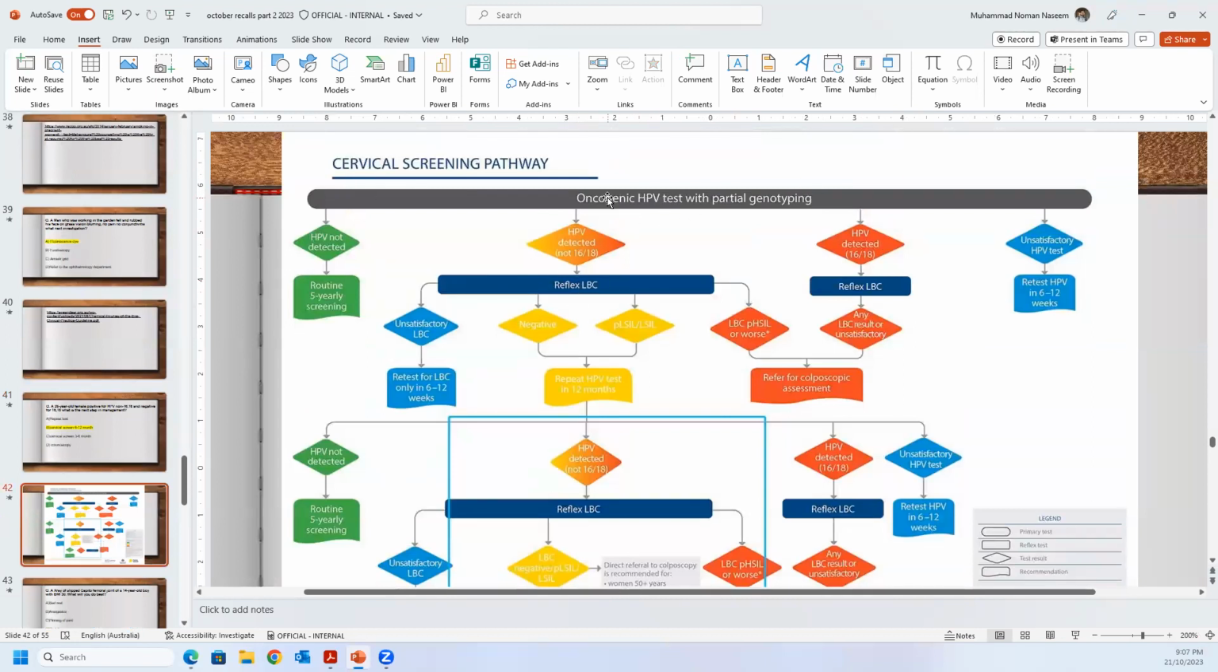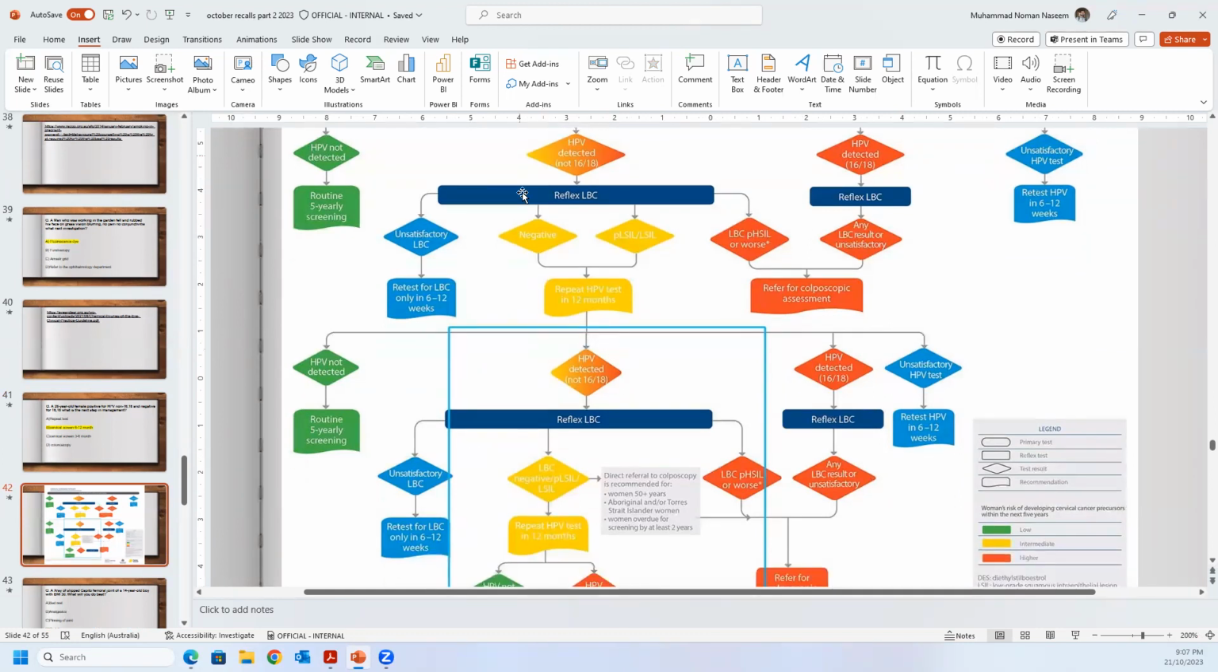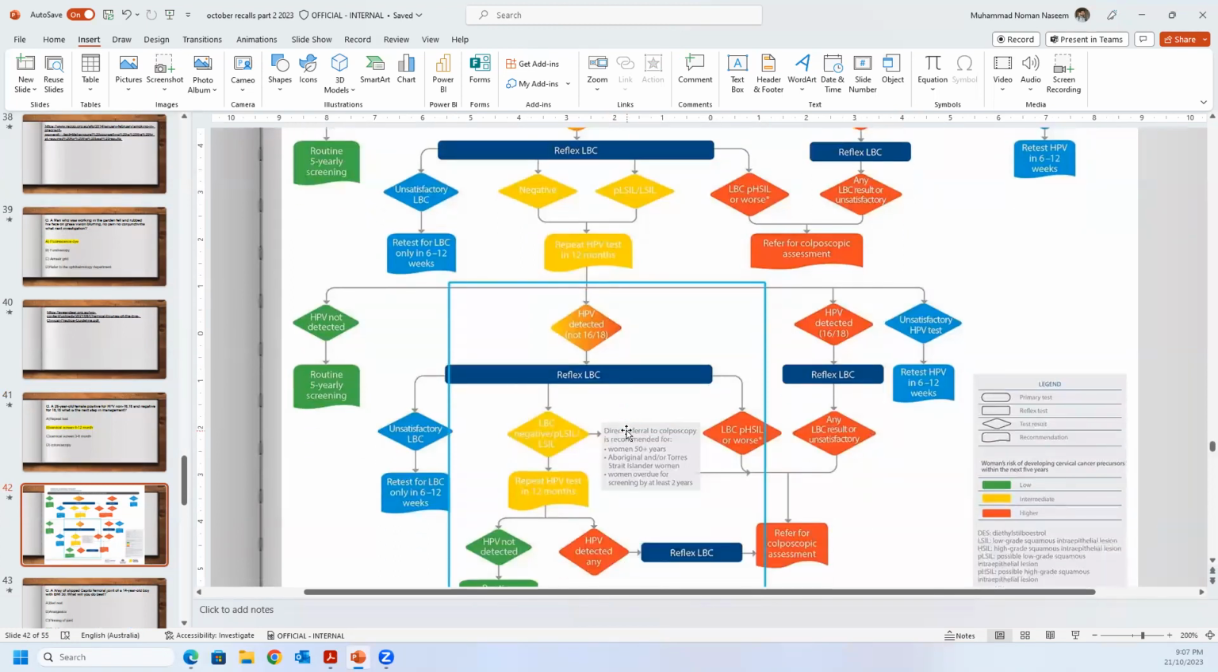If you have done HPV testing and you have detected a non-16 and 18, you did a liquid-based cytology, it's negative or positive for low SIL, doesn't matter. Either way, you repeat it again in 12 months. If you have again detected HPV genotyping non-16 and 18, you do again liquid-based cytology, doesn't matter. Negative or low SIL, you repeat it again.